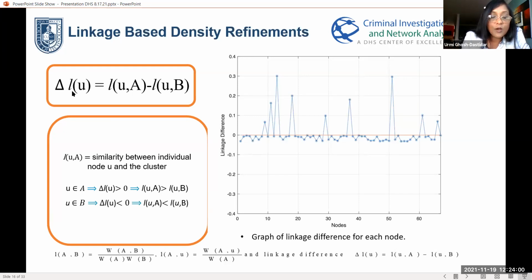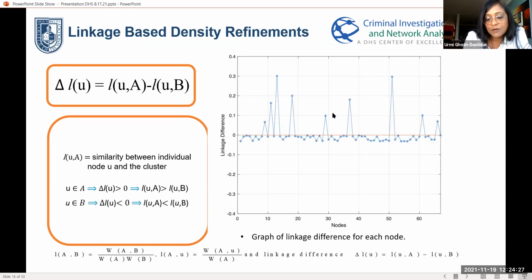So if a node belongs to cluster A, we expect this value delta LU to be positive. If the node belongs to B, we expect this to be negative. So when we look at the graph here, this is based on the nodes, and we did the linkage difference. We look at all the values. You can see some of the values are below 0, negative, and some of the values are positive.